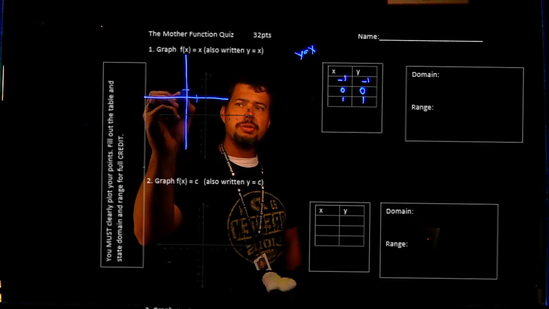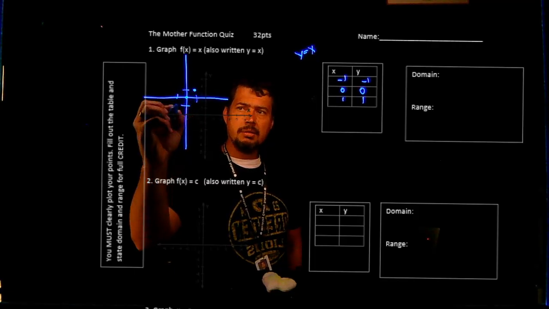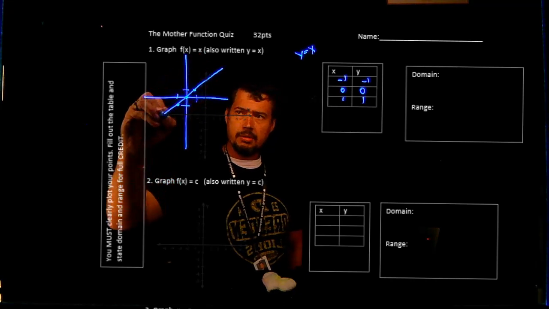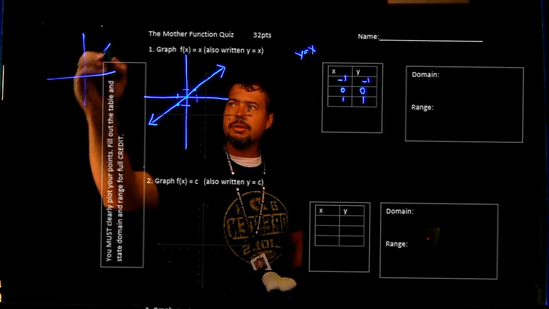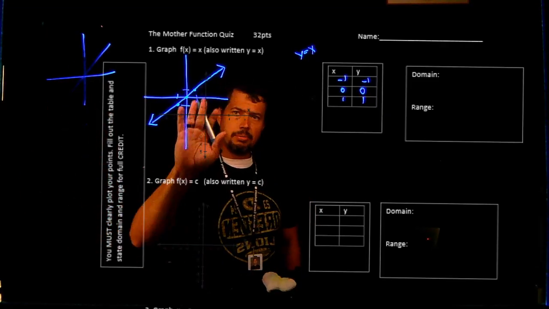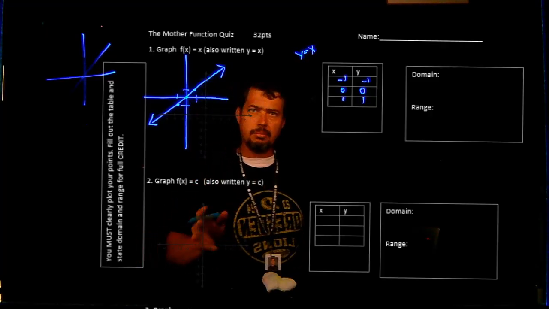Make sure that you clearly plot points. I don't accept slop. I'll give you an example of slop. These are lines, and lines continue on forever, but I see a lot of kids just draw that. I'm not taking that. I want my points. This is about precision and accuracy. Both things are important.